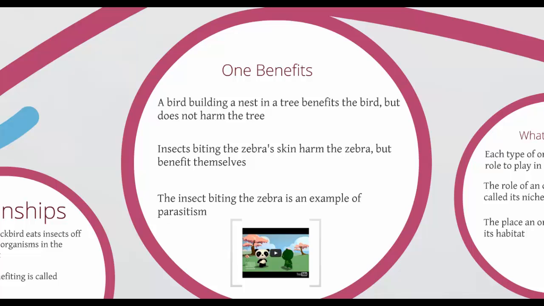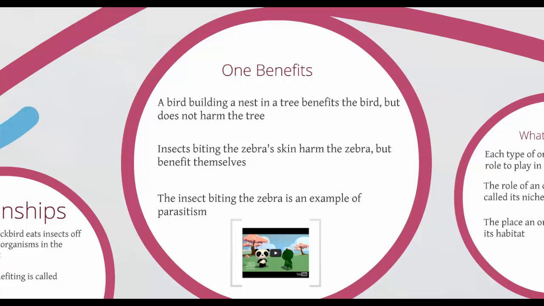Now, unfortunately, sometimes you have a relationship that's not like that. An example of one that's not both benefiting would be a bird building a nest in a tree, and that benefits the bird, but it doesn't harm the tree. So it's good for the bird. He gets a nest, he gets a place to stay, but the tree doesn't really care less. It's not like it's got any need for that open space or the branch, or it's heavy and it can't lift it. It really doesn't affect the tree.